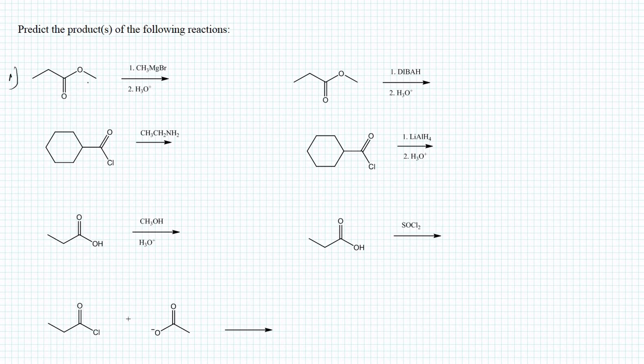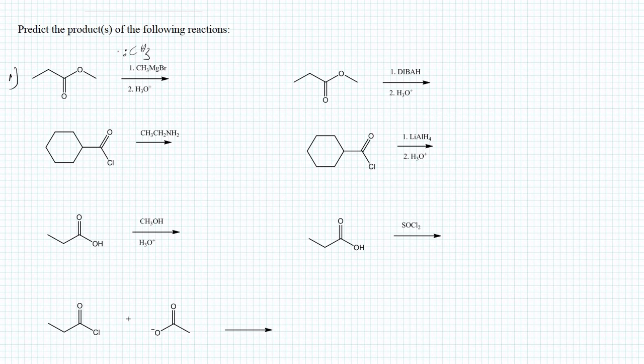Number 1. We have here an ester, and the ester is reacting with a Grignard reagent in the first step. Then we are acidifying the reaction medium. When you have a Grignard reagent, we have a carbanion nucleophile. In this particular case, this is methyl magnesium bromide, so we will have a methyl anion. What's going to happen for this nucleophilic acyl substitution reaction? This part, the alcohol part, will be substituted by the nucleophile, which is the carbanion here.